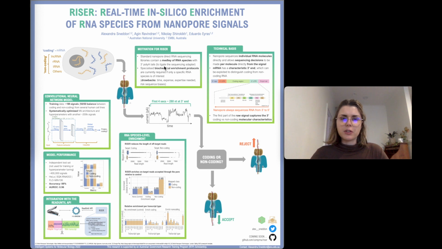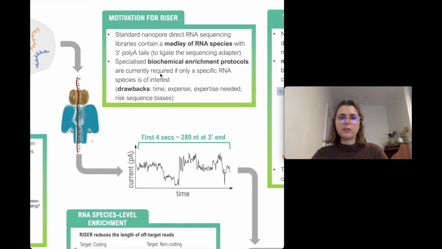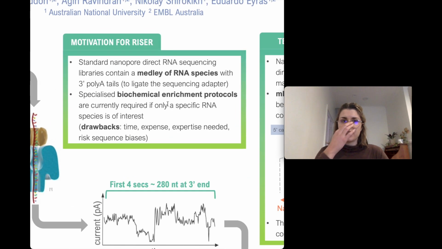Now, if we take a bit of a closer look at the poster, we'll start off with the motivation. Standard nanopore sequencing libraries for direct RNA contain several different RNA species with 3' poly A tails. But if you're only interested in a single species, you don't want your library to be diluted with the RNA that you don't care about. So RISER overcomes the need to be using these biochemical-based methods with a purely computational approach to only sequence the species that you're interested in.